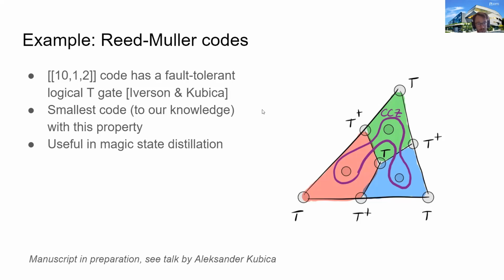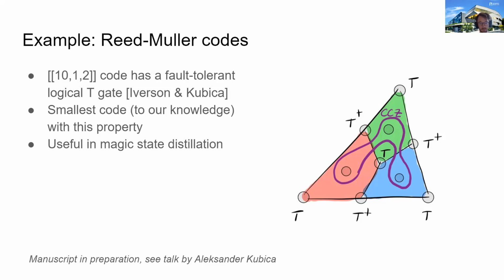So this code is actually the smallest example of a family of codes with this kind of structure. And so you can learn more about that in Alex's talk, and there's an upcoming paper by Iverson and Kubica about this as well. And so we like this code because it's the smallest code to our knowledge which has a fault-tolerant logical T-gate.